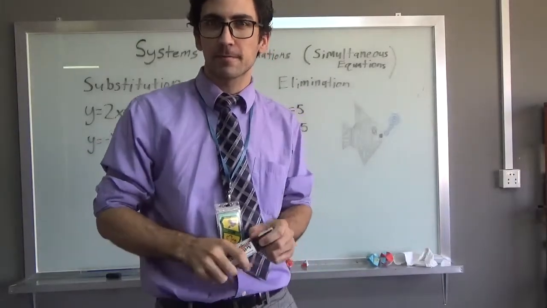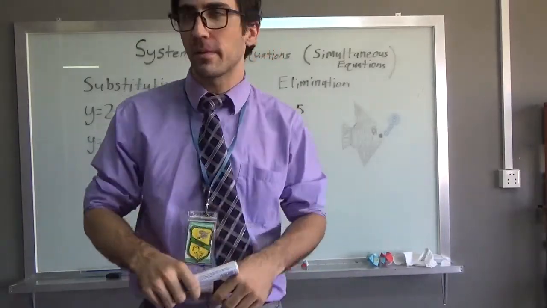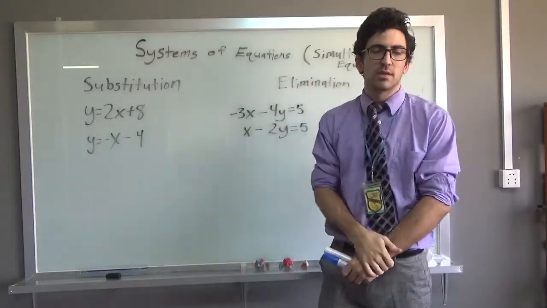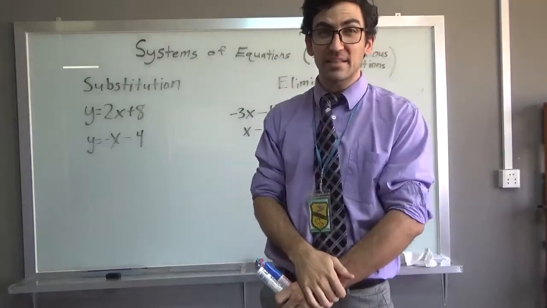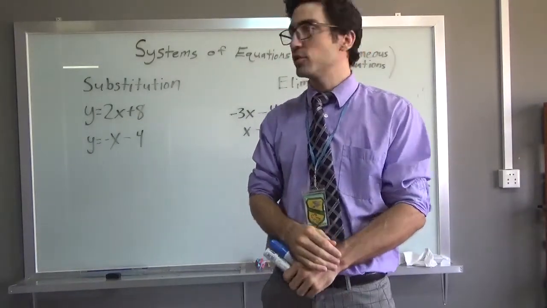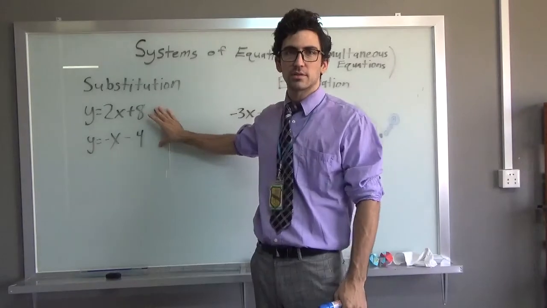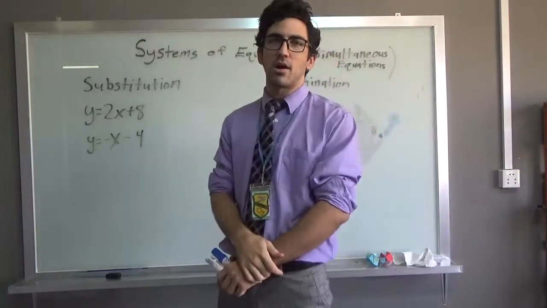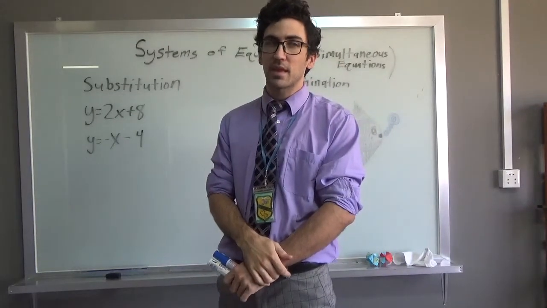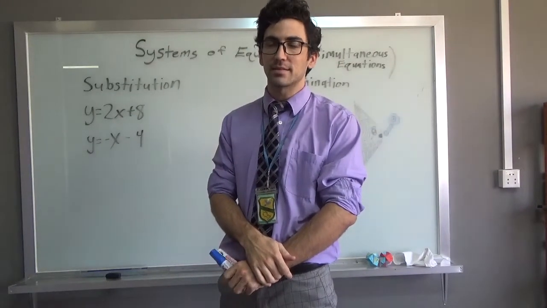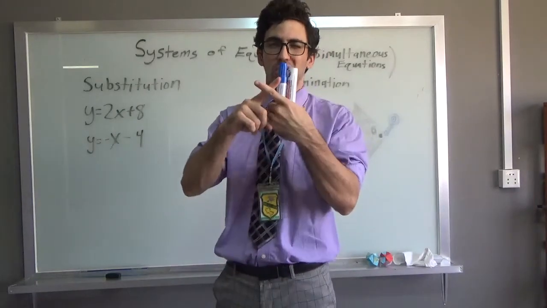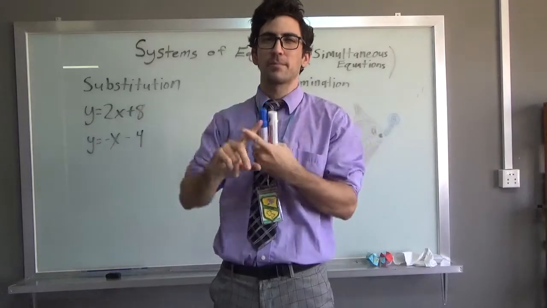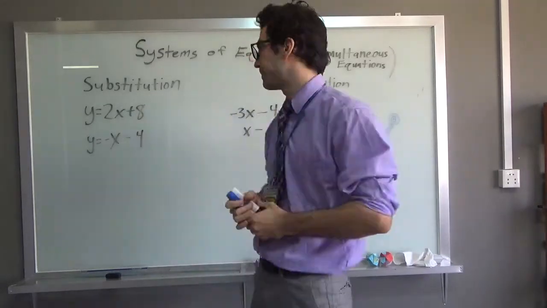Hello boys and girls, this is a video about solving systems of equations. Solving systems of equations basically means you have two linear equations, and those lines are not parallel to each other and are not the same line as each other, which means that they cross in one location. They could cross in any way, but they cross one time.